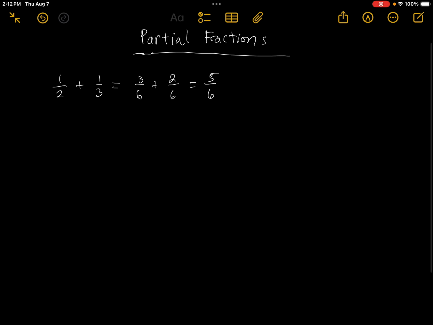And partial fractions is about, if you have 5/6, how can I write it as something over 2 plus something over 3? So if I have constants a and b, and 5/6 is a over 2 plus b over 3, how am I going to figure out what a and b are? And if you cross multiply, you're going to get 5 equals 3a plus 2b, right?